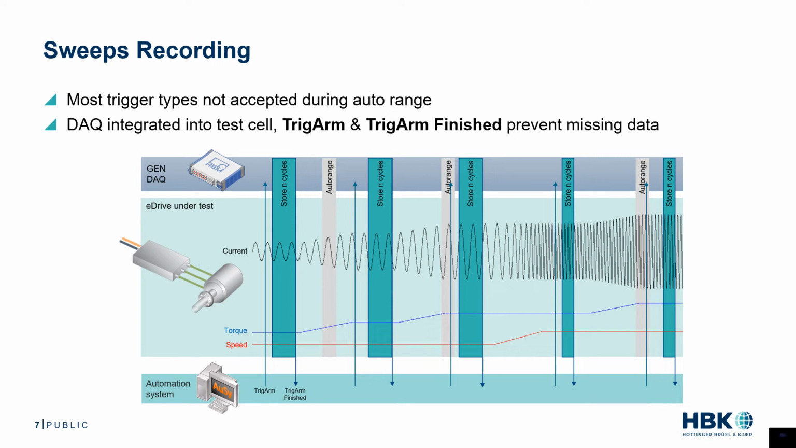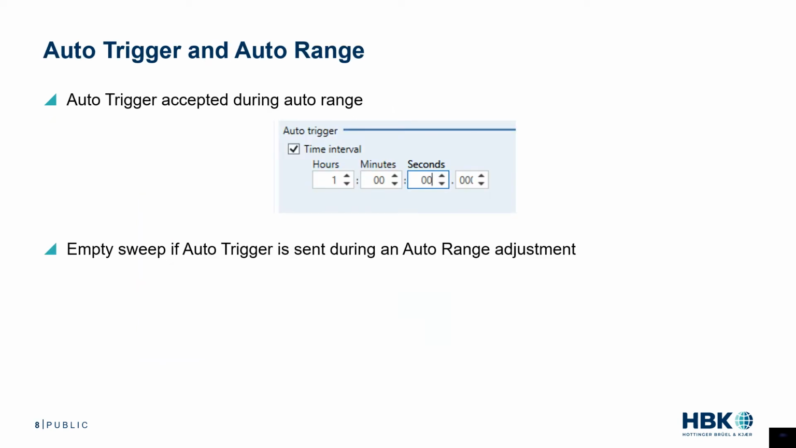This is illustrated in the graphic. Note that the 3rd and 5th triggers received by the GenDAC mainframe are sent while an auto range is in process. The mainframe waits to record the sweep until the auto range process is complete.